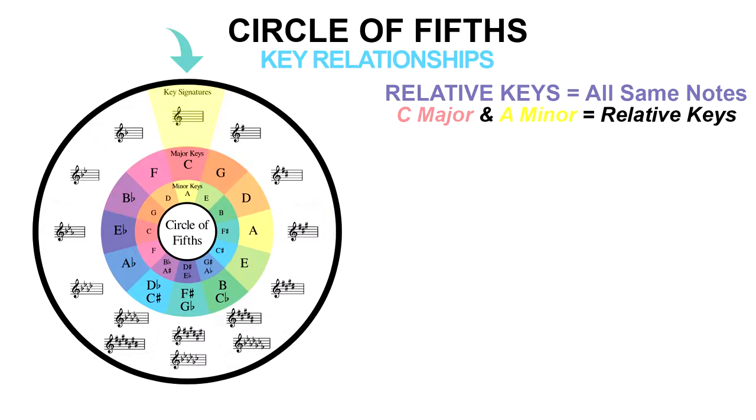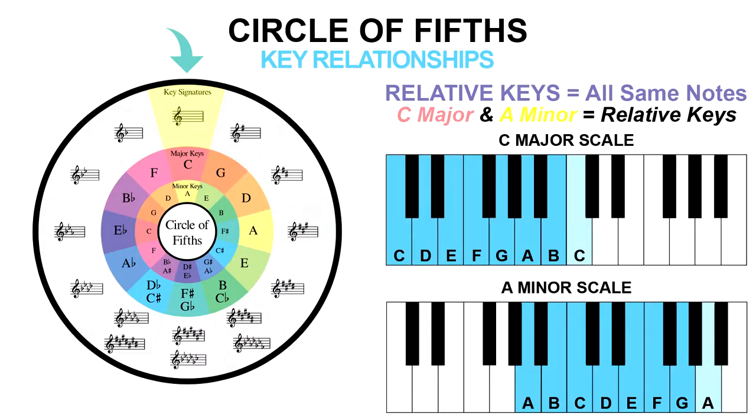So for example, we have the C major scale, which is C, D, E, F, G, A, B, and C again. And then the A minor scale, which is A, B, C, D, E, F, G, and A again. Notice that they're the same seven notes, just played in a different order. So the C major scale starts at C and the A minor scale starts at A, but they're all the same notes. This means that C major is the relative major of A minor, and A minor is the relative minor of C major.